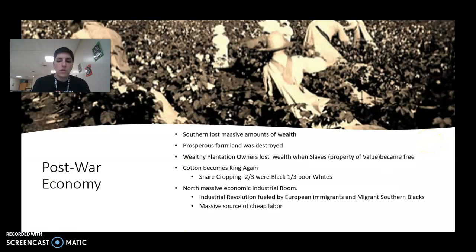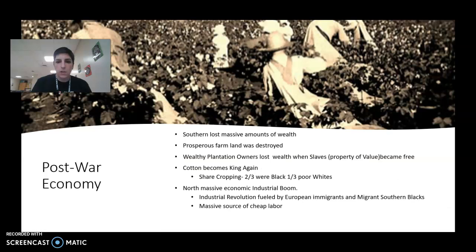Post-war economy: southern states lost most of their wealth because their agricultural society was the most impacted. Prosperous land was also destroyed. Land that had beautiful crops and was able to grow a lot of things was destroyed because of battles that were fought on it. Wealthy plantation owners lost wealth when enslaved people, who had value as property, became free. And cotton became king again. So we ended up with something called sharecropping, which was very limited pay for agricultural work. Two-thirds of sharecroppers were black and one-third were poor whites.